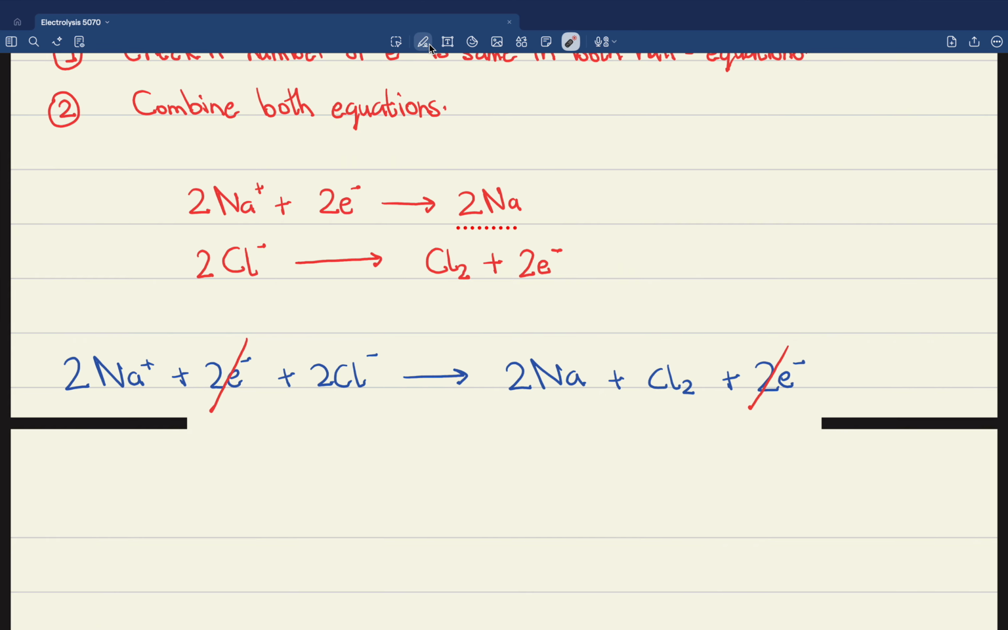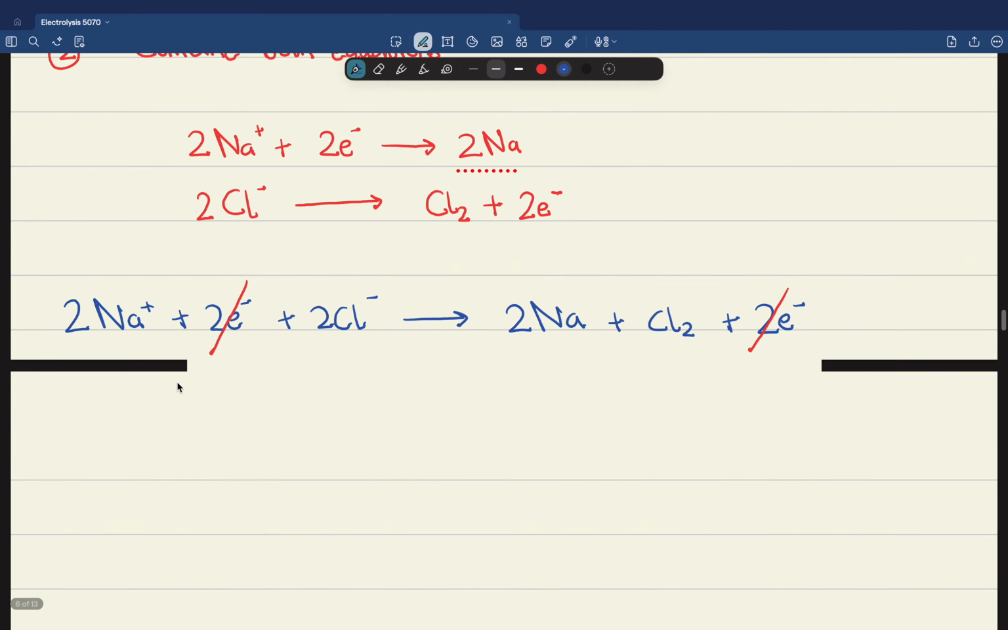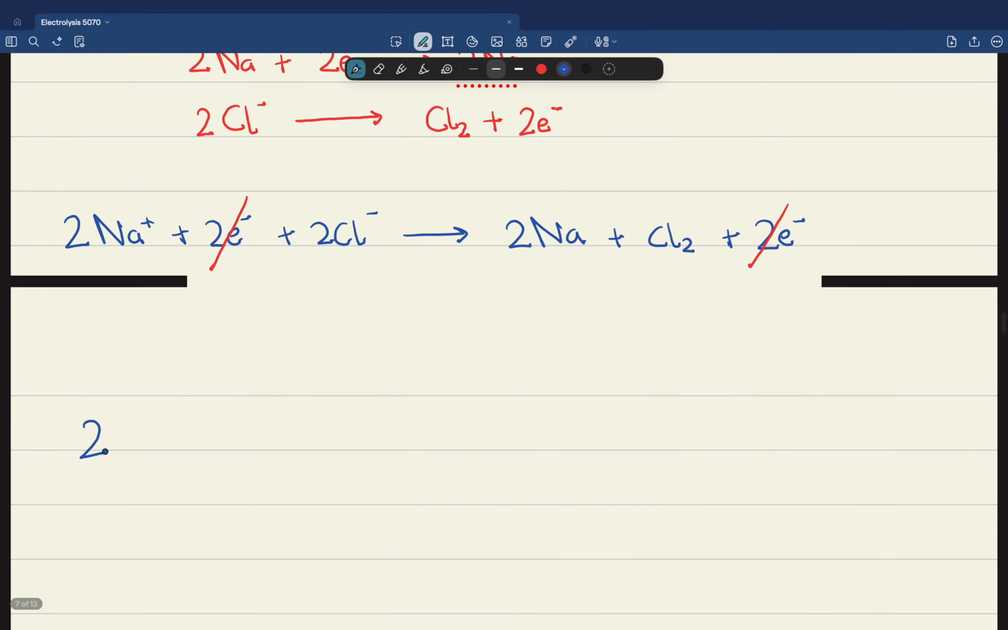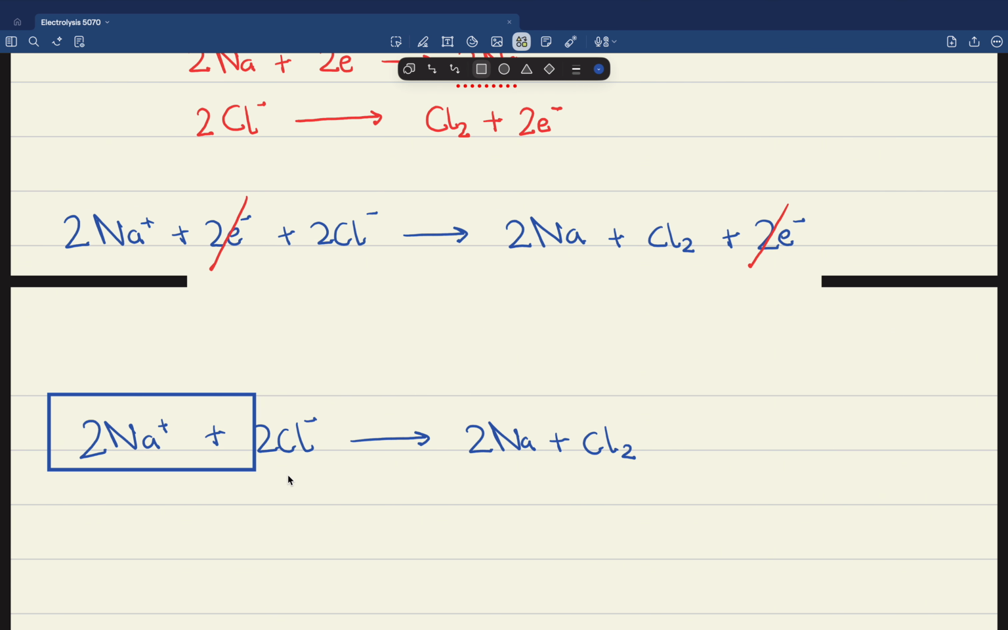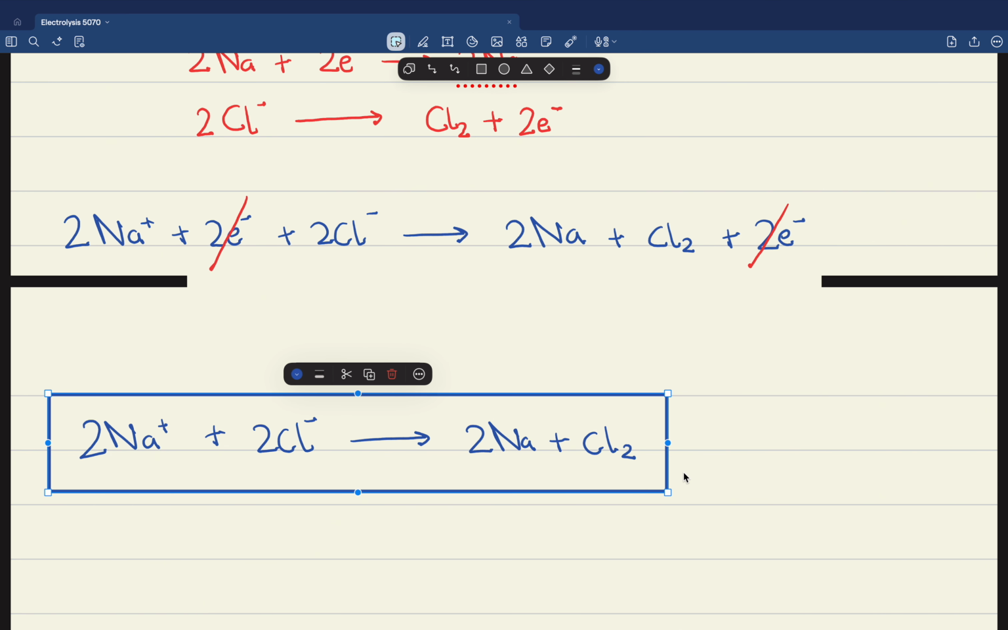So what ends up happening is the final net equation is going to be 2 sodium ions plus 2 chloride ions, and that is going to convert into, that is what's happening. You can absolutely see that in this equation we have the number of atoms balanced. We have 2 chlorine atoms here, we have 2 chloride ions here, we have 2 sodium atoms here, and we have 2 sodium ions here, and hence this is how you write the full equation, right?